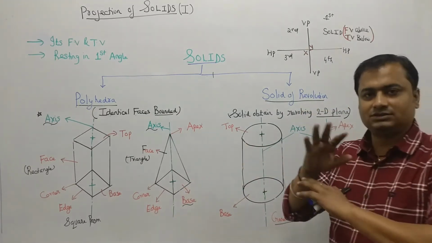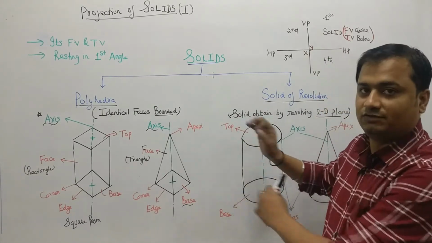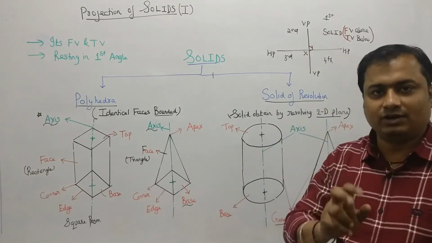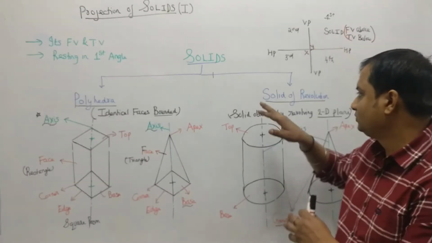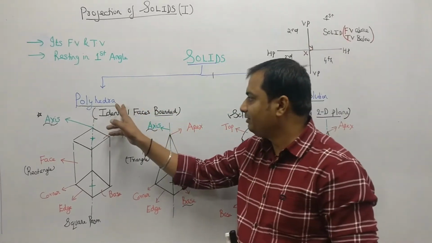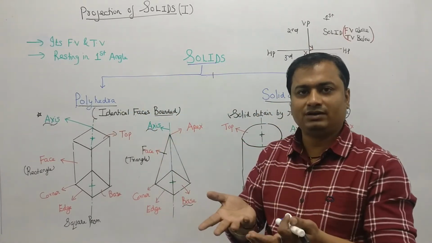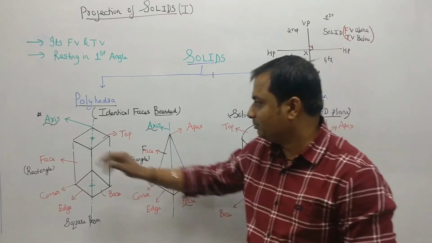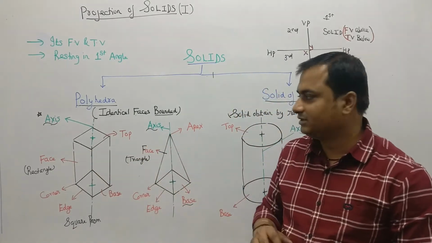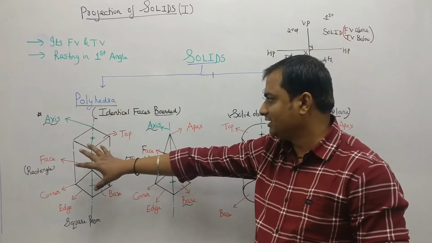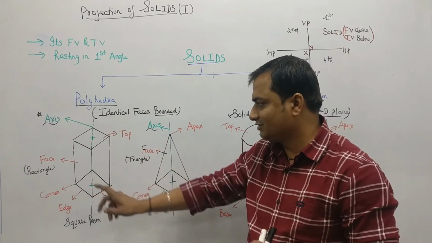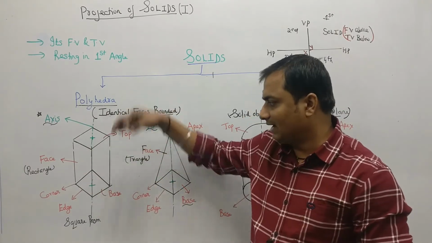So again, I am just concluding the classification of the solid. There are two types of solid. The first is polyhedra, the second is solid of revolution. Polyhedra means a number of bounded faces that create the solid. So the prism and the pyramid come under the category of polyhedra, and the prism has a top, base, face and axis.